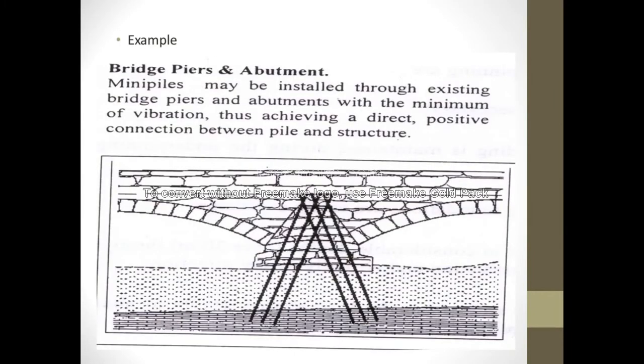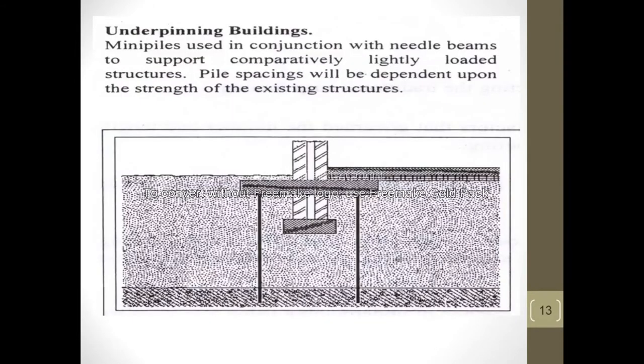This is an example of the mini pile method with piers and abutments. Mini piles may be installed through existing bridge piers and abutments with the minimum of vibration, thus achieving a direct positive connection between piles and structure. The second example, underpinning buildings: mini piles used in conjunction with needle beams to support comparatively lightly loaded structures. Pile spacing will be dependent upon the strength of the existing structures.